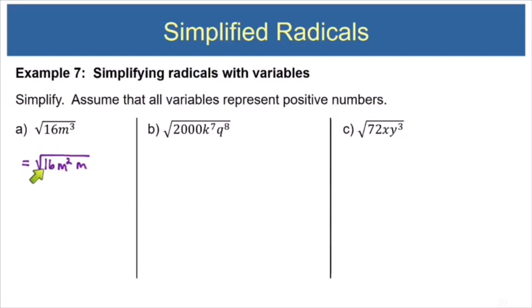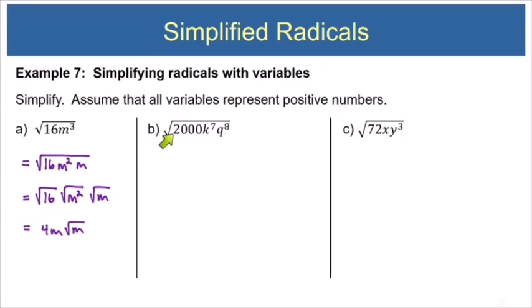Okay, now we can use the product rule to give each factor its own radical. So we're going to have square root of 16 times square root of m squared times square root of m. Now the square root of 16 is 4. And the square root of m squared is m. And we normally would have to put the absolute value bars, but because they gave us this little instruction here that says we can assume all the variables are positive numbers, that means we can do away with the absolute value bars. And then square root of m is going to be here, and we cannot get that m out from under the radical. Okay, now let's go on to part B.